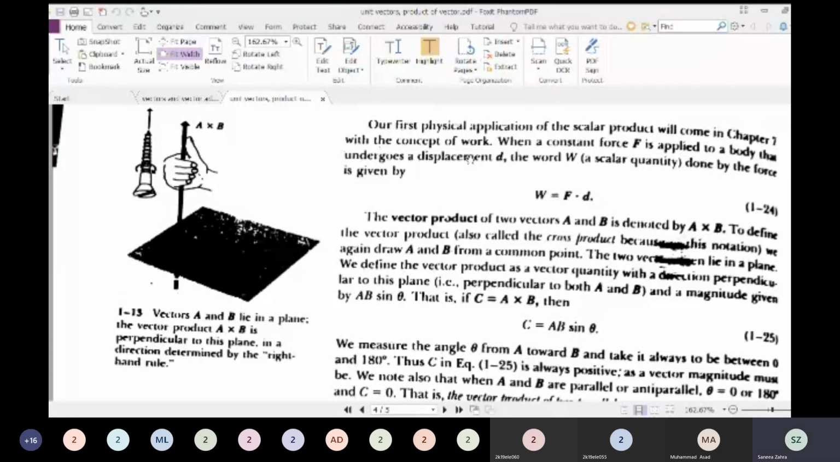Work is the example for the scalar quantity, which is the dot product of force and displacement. Now we have another product which we call the cross product or the vector product. It is denoted as A cross B. To define the vector product, we take its notation. So that's why we call it a cross product.